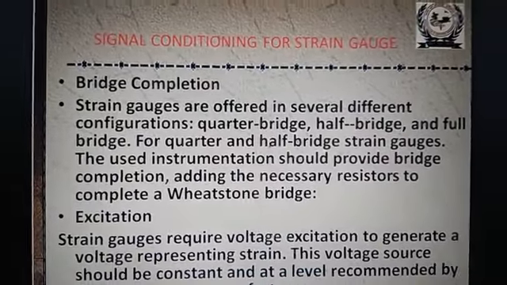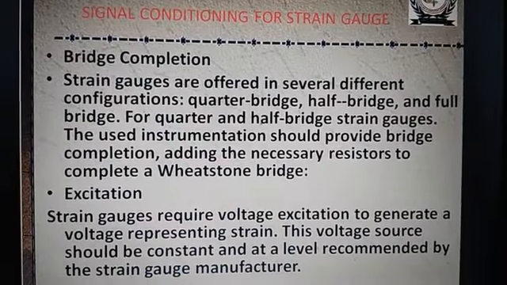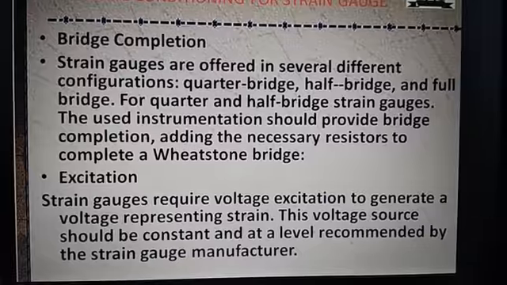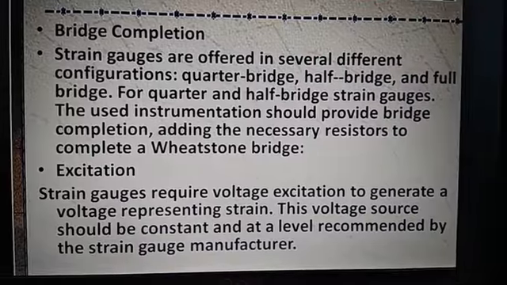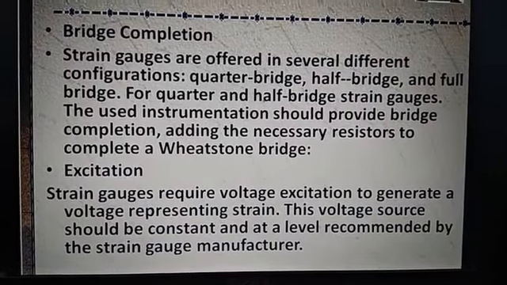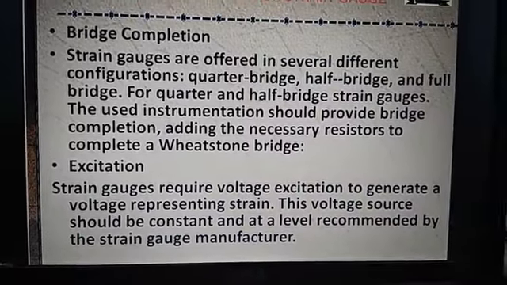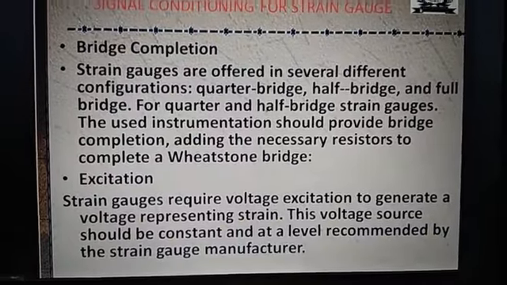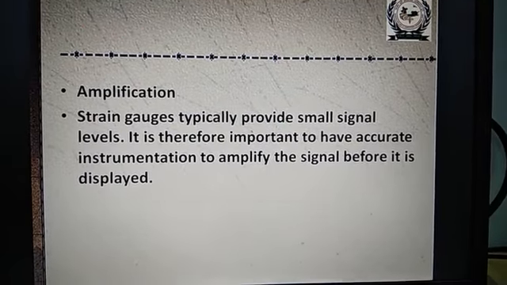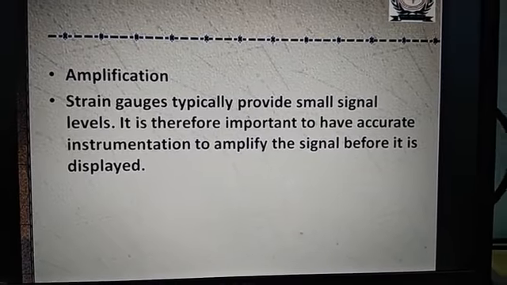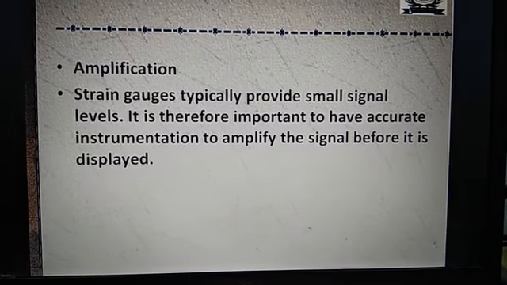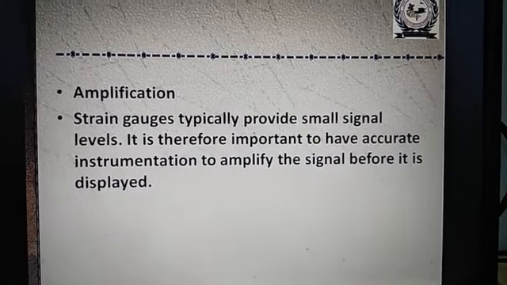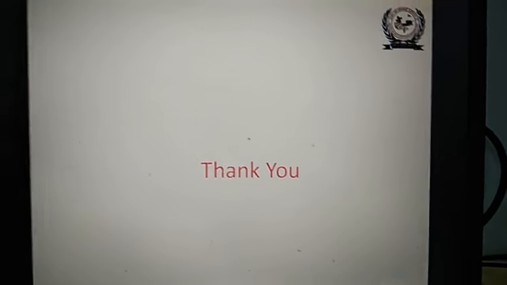Signal conditioning for strain gauges. What are the requirements for the strain gauges? Bridge completion. The bridge should be completed. Strain gauges are offered in several different configurations: quarter bridge, half bridge and full bridge. So necessary resistors are required to make the Wheatstone bridge. Excitation voltage is required. And the gauge factor should be available. So these are the conditions. Then amplification is required after the bridge output, because strain gauges provide a very small signal and therefore we need an amplifier. And this is the measurement of strain, or you can say the measurement of force also.